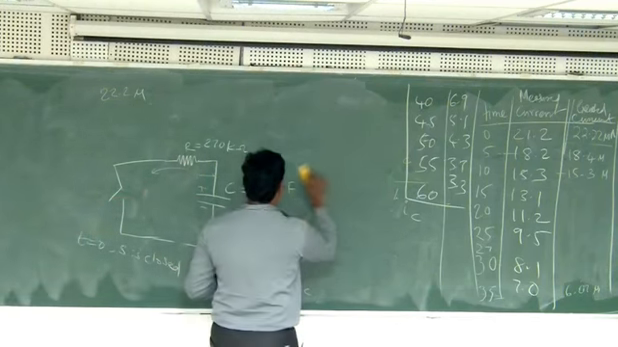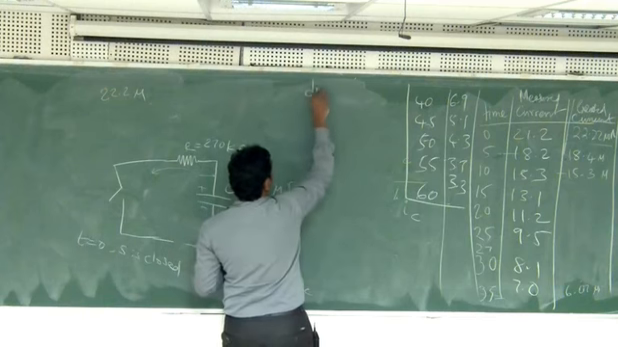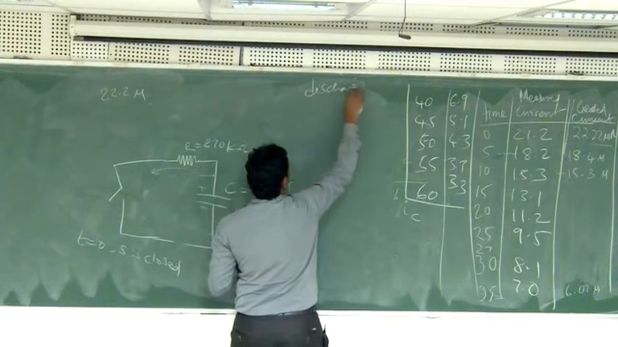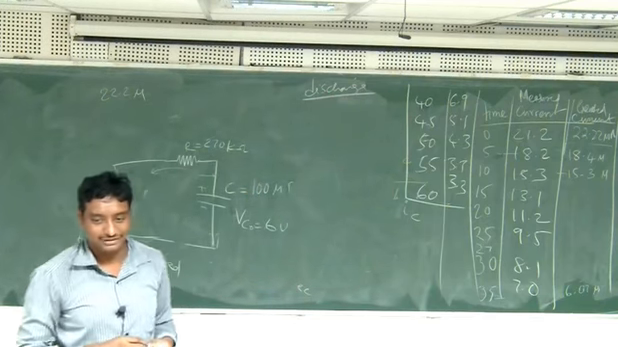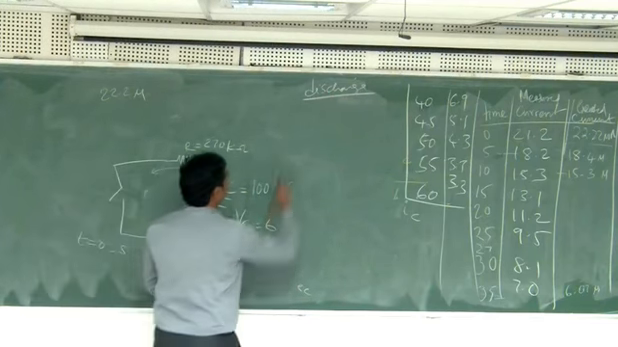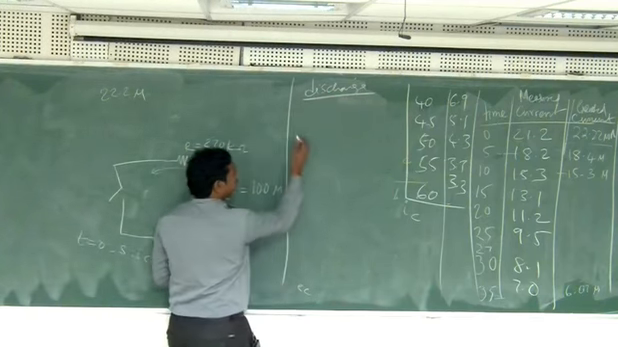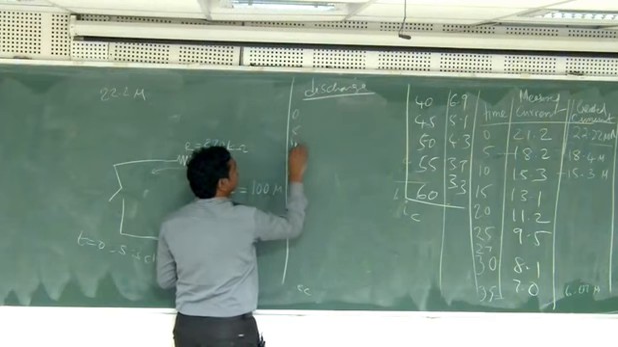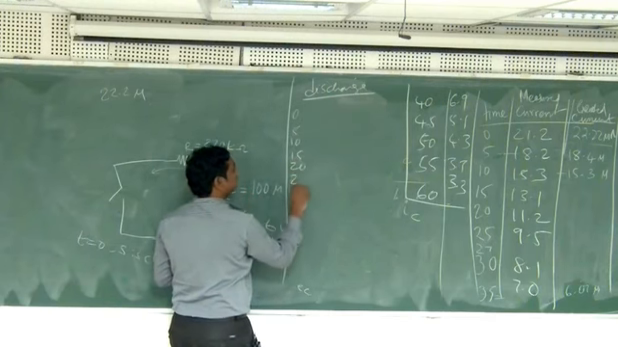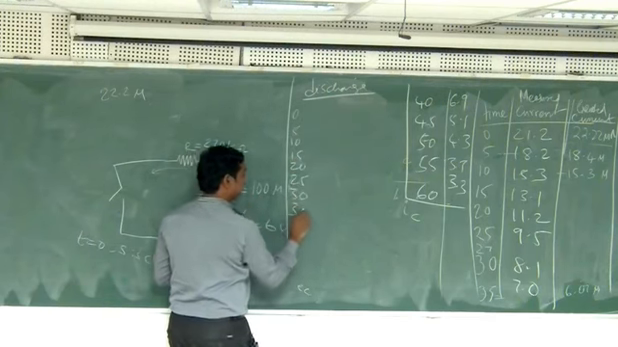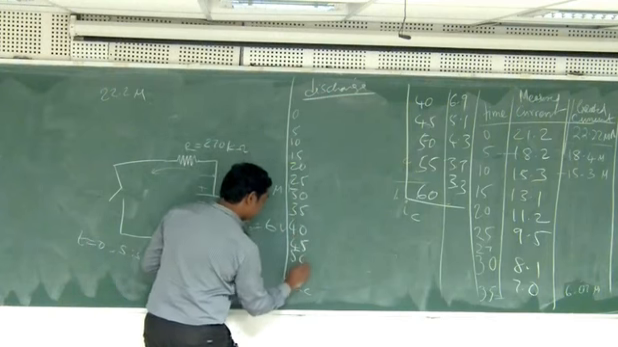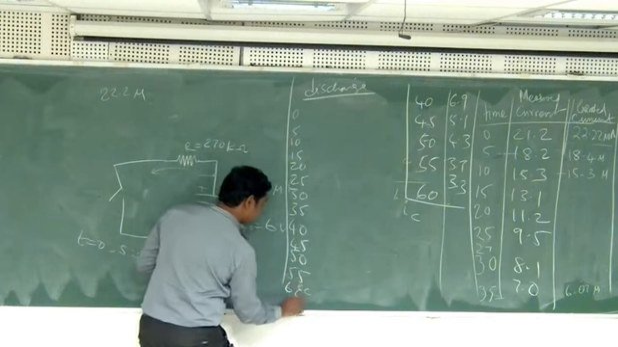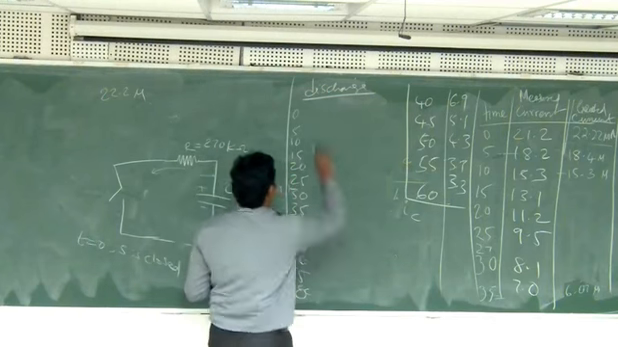So again I will make a table. This is for discharging. Will it be exactly the same or slightly different? We'll see. So again 0, 5, 10, 15, 20, 25, 30, 55, 60, and then maybe after a long time we'll see.